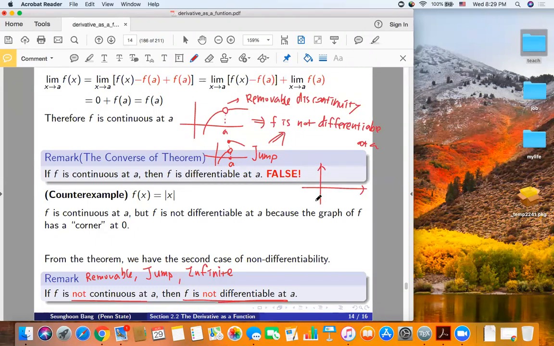Similarly, we have a graph going up, like this. What's that? Infinite discontinuity at A. Automatically function f is not differentiable at A. This is the second non-differentiability case. Function f is discontinuous at A. What's the conclusion? F is not differentiable at A. So we have this kind of result.